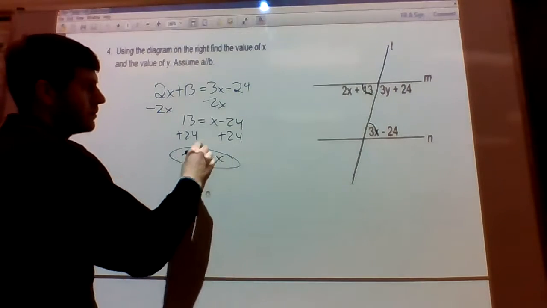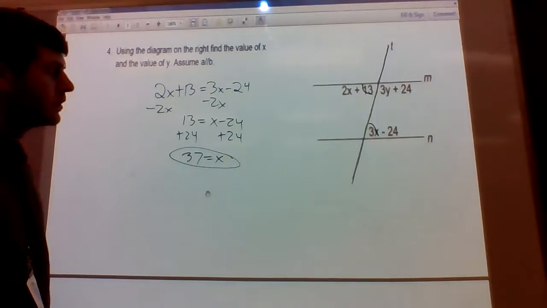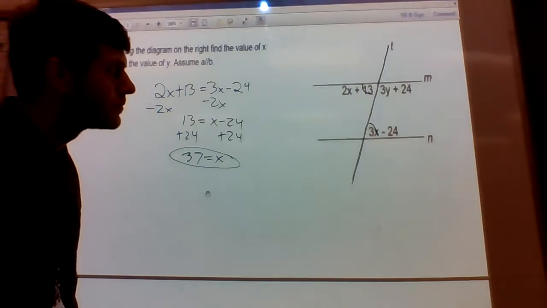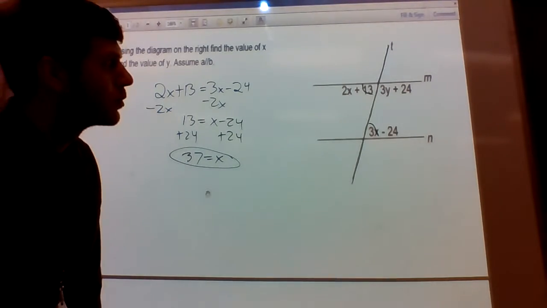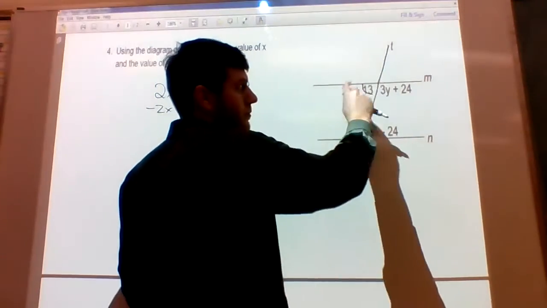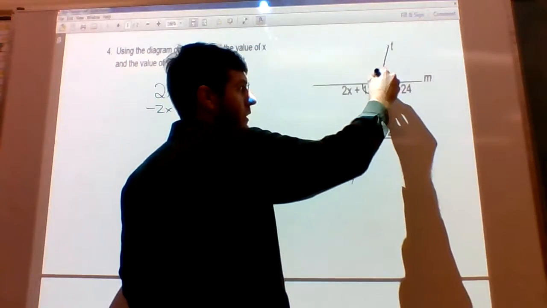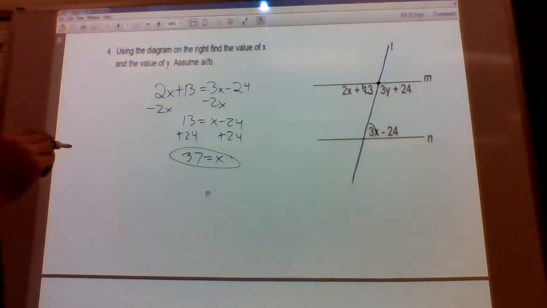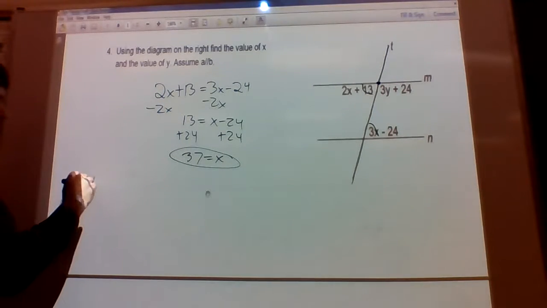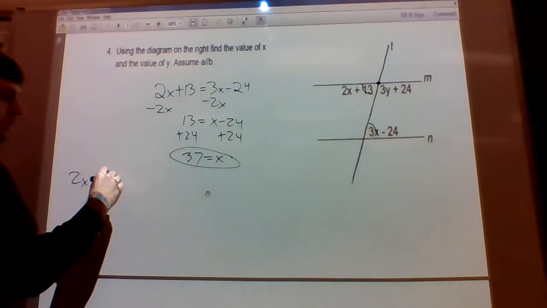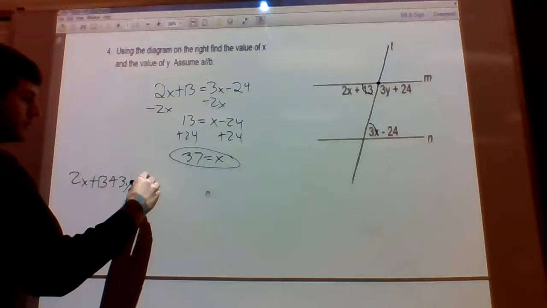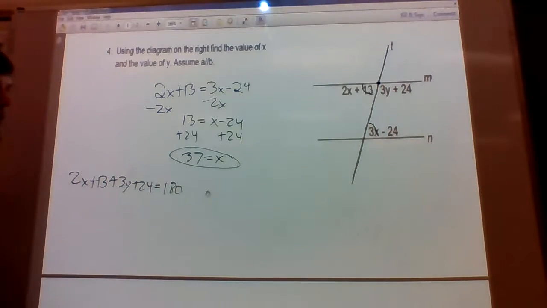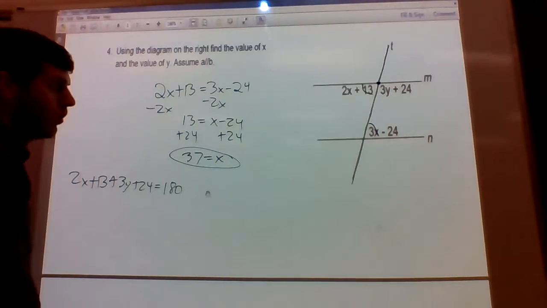Now we need to find y. Okay, we have two options. We either can do a linear pair here, right? These have the same vertex, so they form a linear pair. So we can have 2x plus 13 plus 3y plus 24 equal to 180, because we know linear pairs are supplementary, so their angle measures add up to 180.